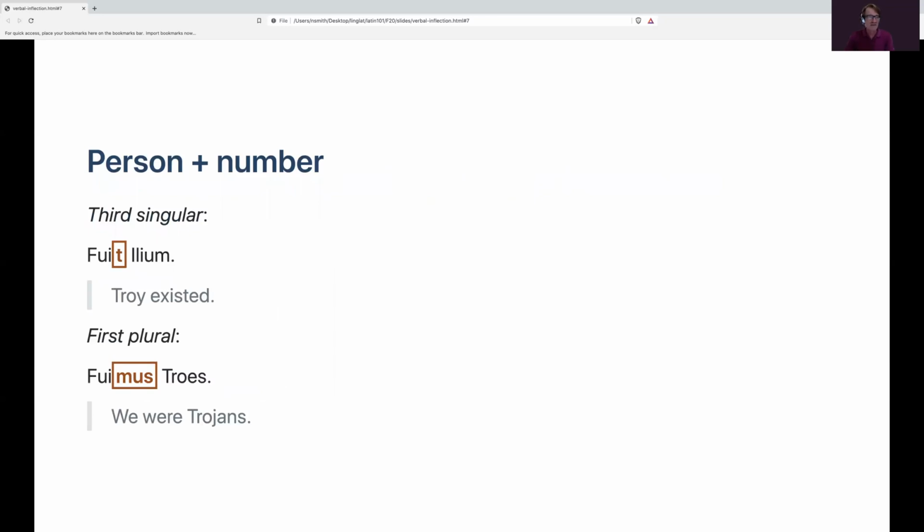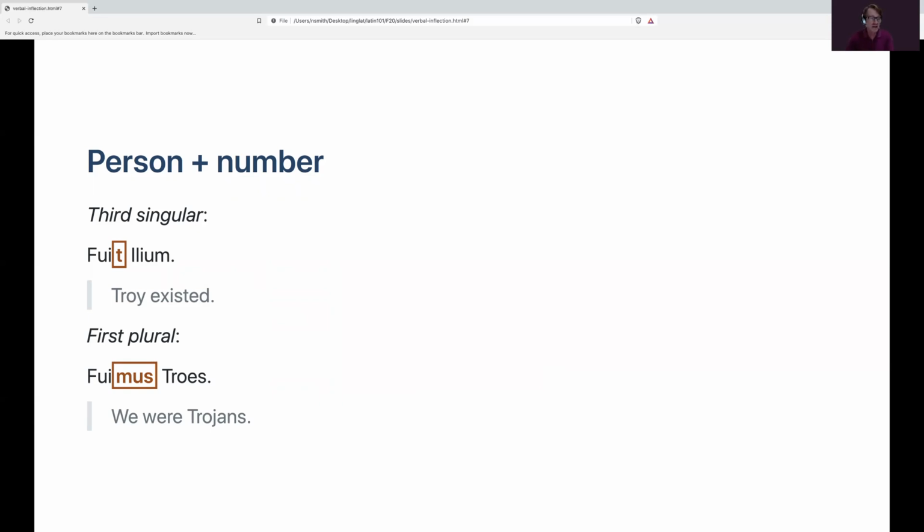We recognize the person and number from the ending. Here are examples from a stem of the verb to be, fu-, it's a past tense stem, and fuit, the t is the ending for the third singular, so fuit Ilium is a third singular statement. Troy was, Troy existed in the past tense, Ilium, the name of Troy. We change the ending to the first plural, fuimus, and we have a first plural statement. We existed, we were Trojans, Troes.